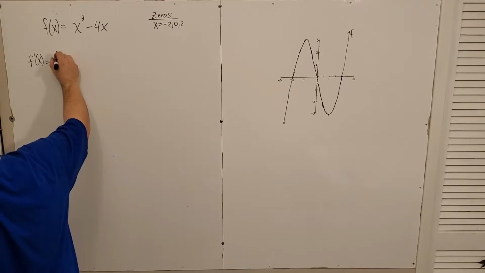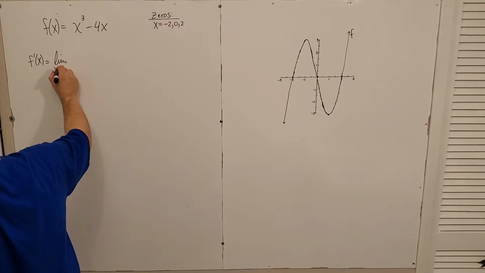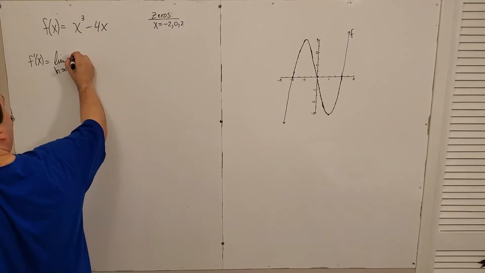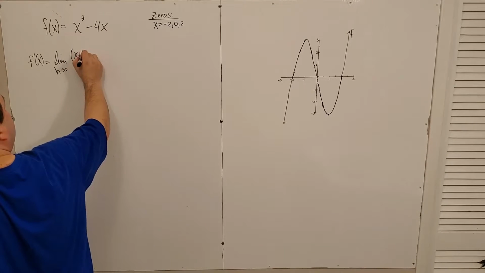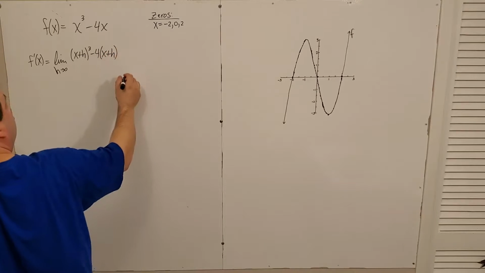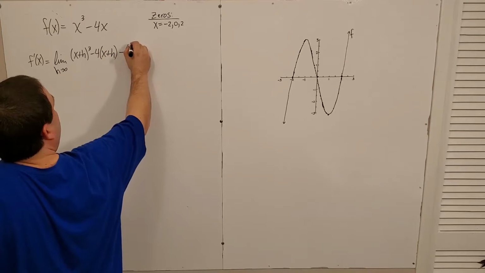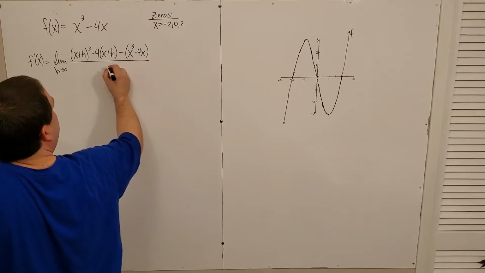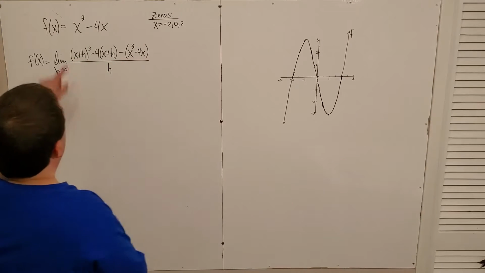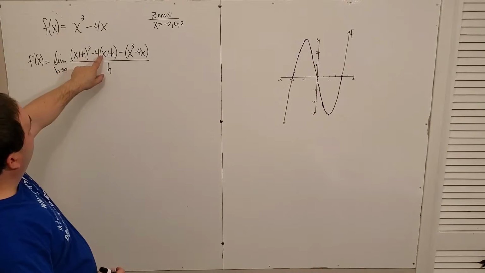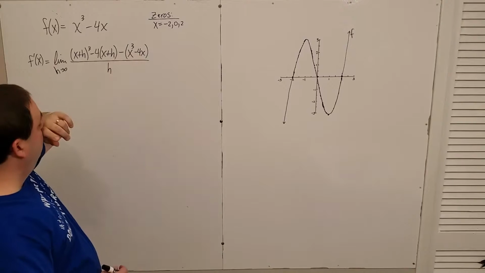remember, is the limit as h goes to 0 of (x plus h) cubed minus 4(x plus h) minus (x cubed minus 4x), all over h, right? And remember, we can cube this out, right? And then distribute the negative 4 and then distribute the negative here.